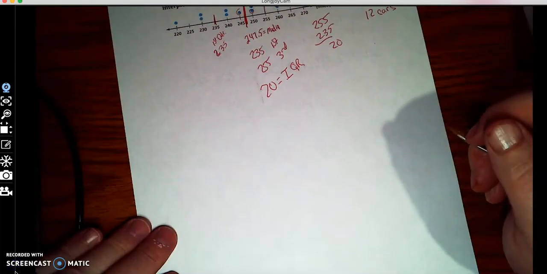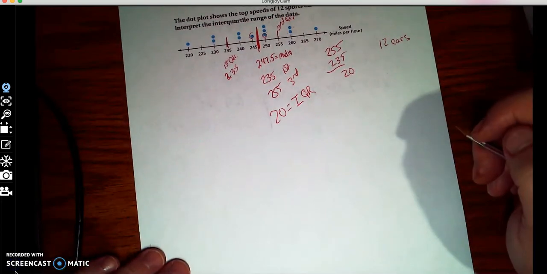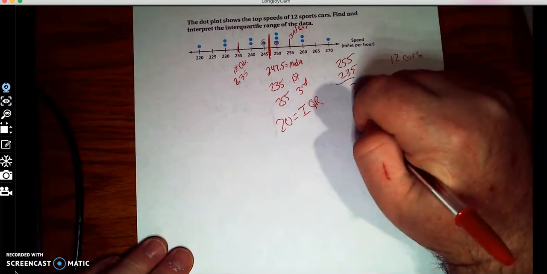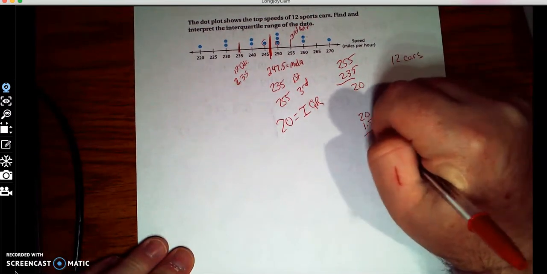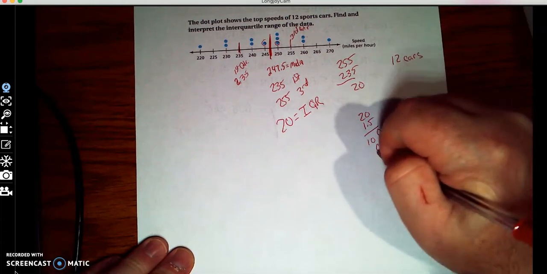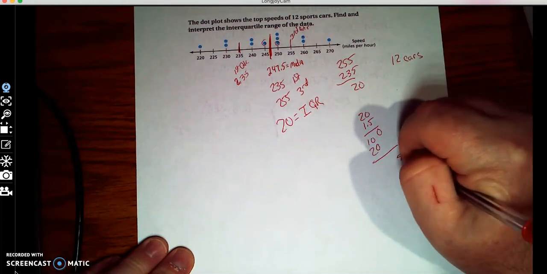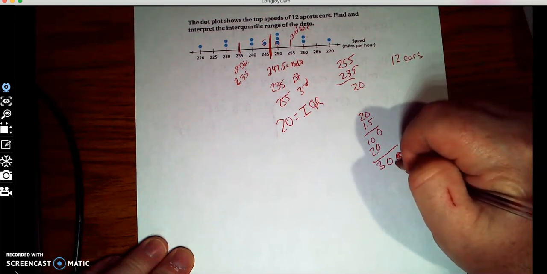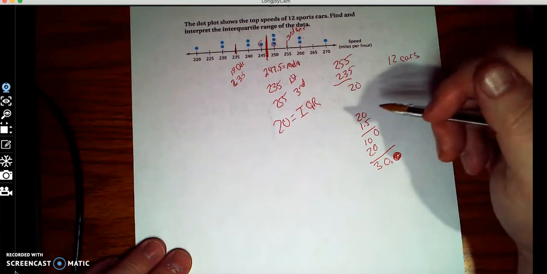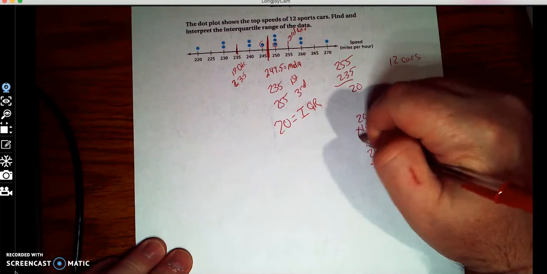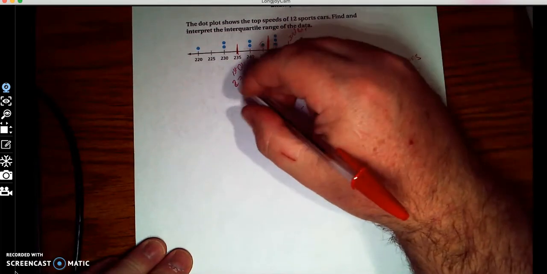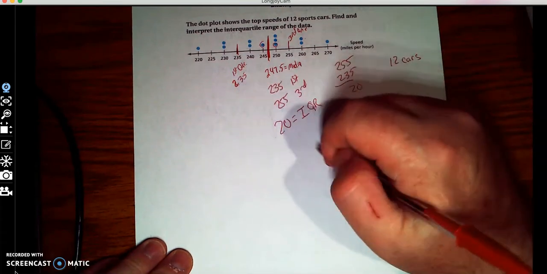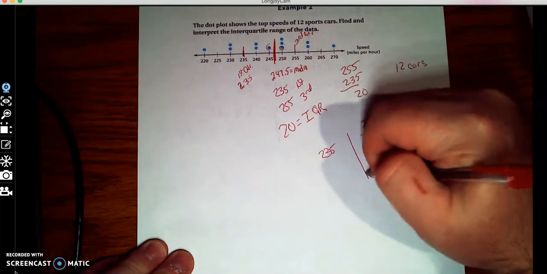Okay, now we are going to figure out if there's any outliers. Remember this problem we just got done with? To find outliers, you take the IQR, which is 20, and you multiply it by 1.5. And you get 30. Okay? So what you do now is you take the number 30 and you subtract it from 235, which is our first quartile.